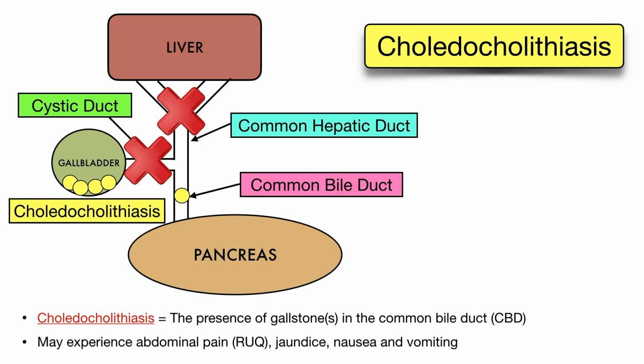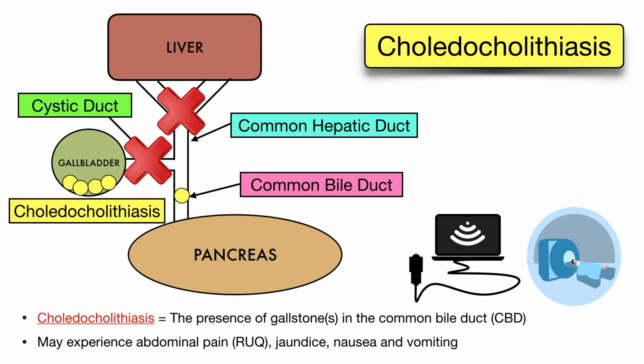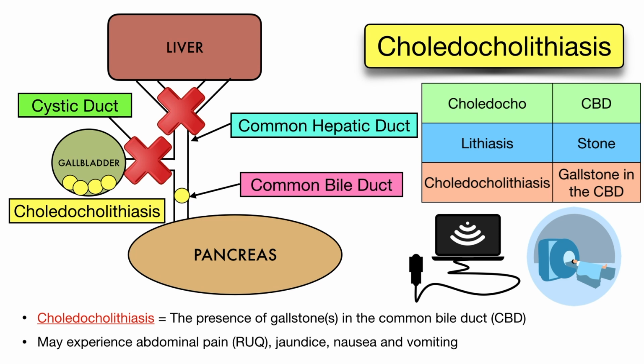While ultrasound can show signs of choledocholithiasis, an ERCP or MRCP is sometimes necessary to diagnose it. Treatment usually includes removing the stone and gallbladder, along with antibiotics if there's concern for infection, which we'll talk about next. So to recap, choledoco refers to the common bile duct, and lithiasis refers to stone. So choledocholithiasis is the presence of gallstones in the common bile duct.